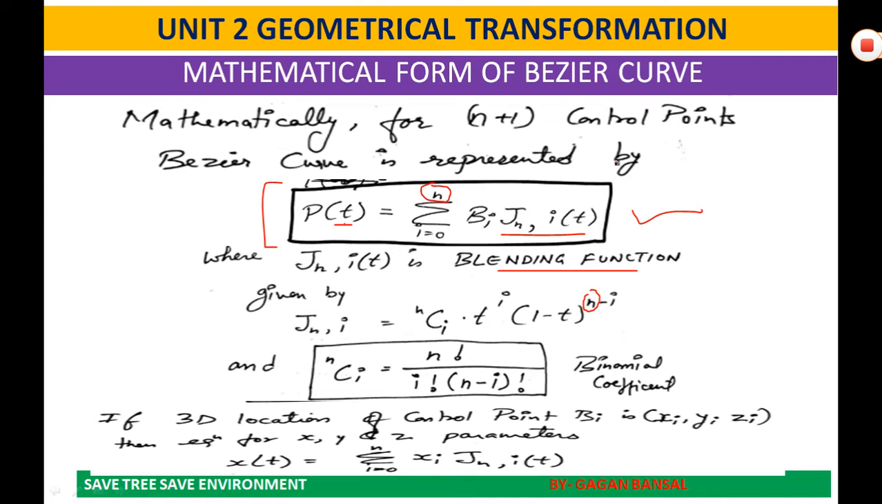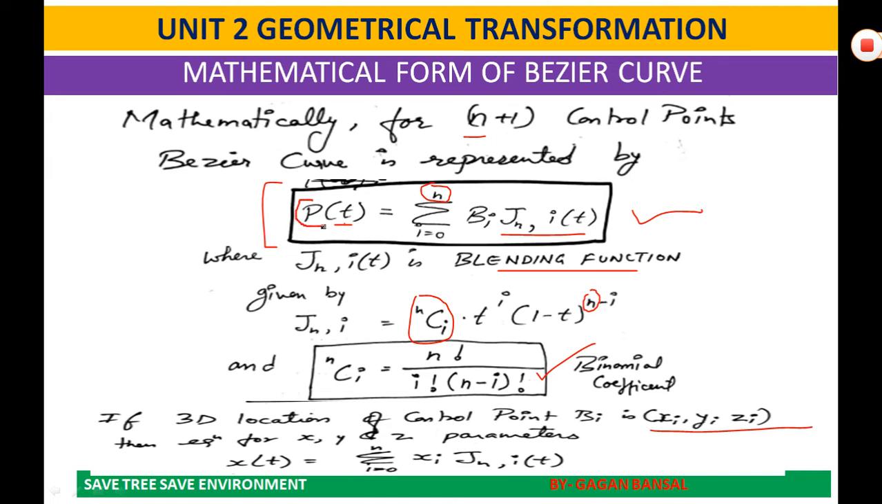Suppose the number of control points is 4, so the value of n will be 4 minus 1, that is 3. If the number of control points is 6, we say there are n plus 1 control points, where the value of n equals 5. And we know this nCi is the binomial coefficient, nCi equals n factorial upon i factorial times (n minus i) factorial.